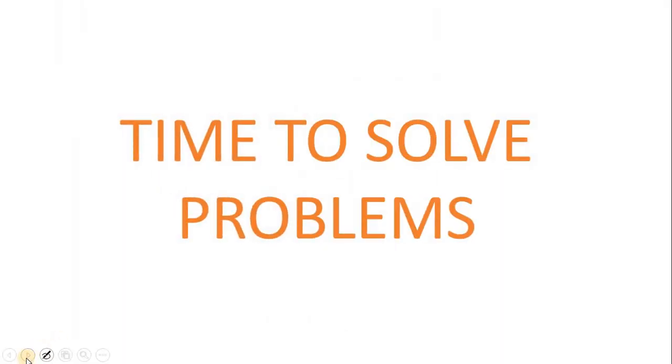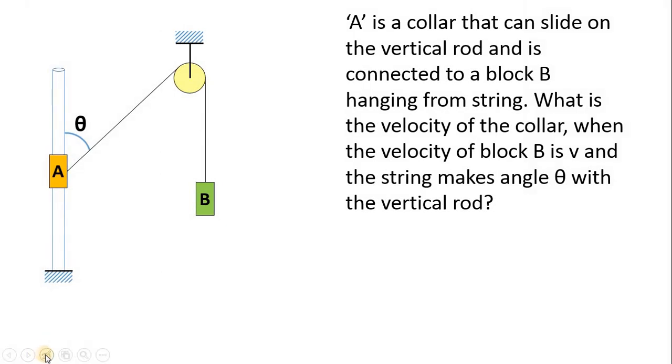Now time to solve problems. So here is one problem, you see. In this question, A is a collar. A collar is something which can slide on a rod. Actually this A looks something like this. This A is a cylindrical block containing a hole inside, and through this hole the rod is passed. So A can slide up and down on the rod.